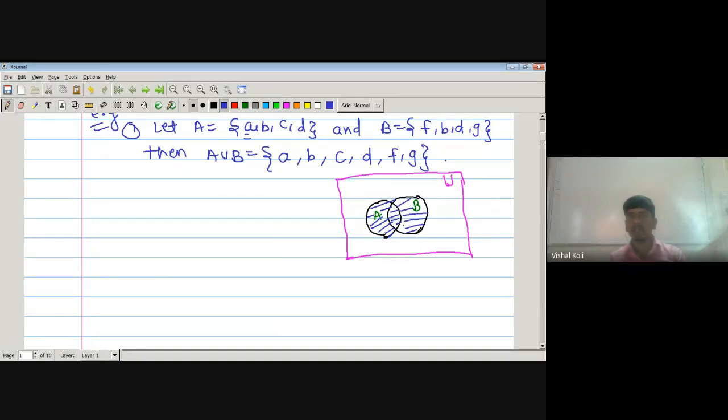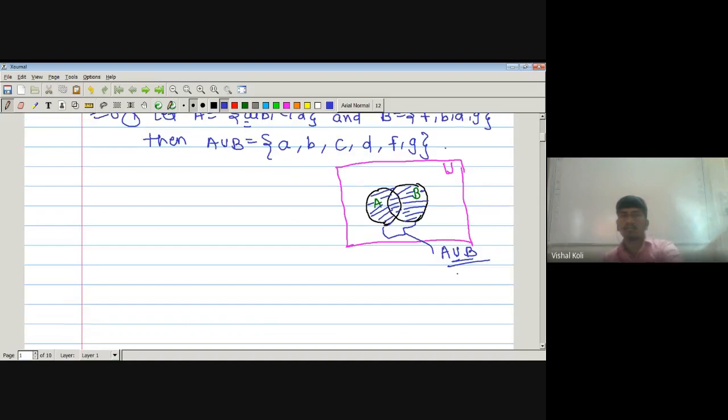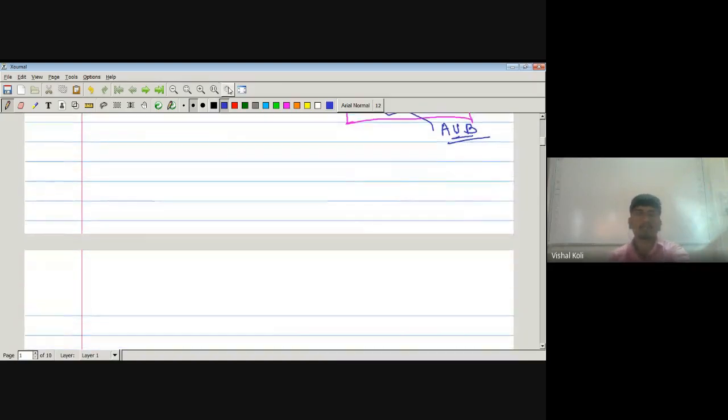The region which is shaded by blue lines is nothing but A union B, that is this part, A union B. Now this is the union of two sets. Now we have to define the intersection of two sets. Second one, intersection of two sets.